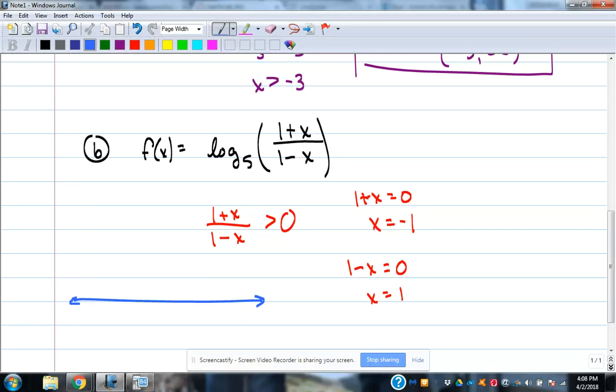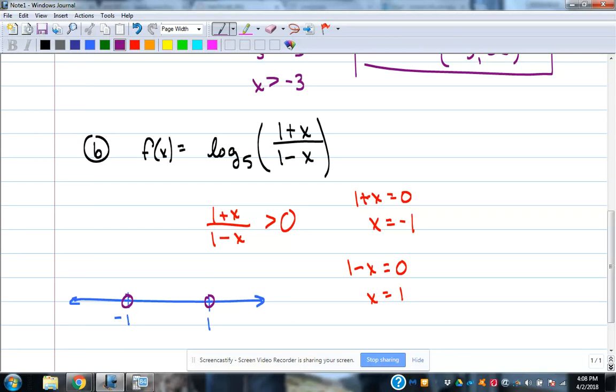So we want to test some values at those places, at -1 and +1, or not at those places, but around those places. So we got two places we're setting up an interval test here. Open circles on those because they're not included. We know x cannot be -1 because that would give us 0, and we're looking for things that are greater than 0.